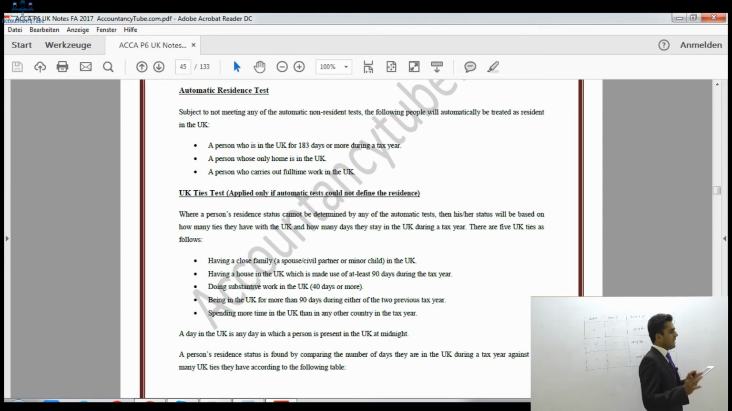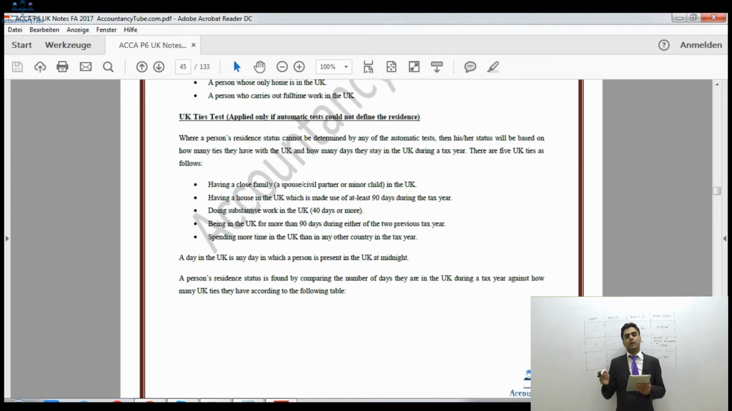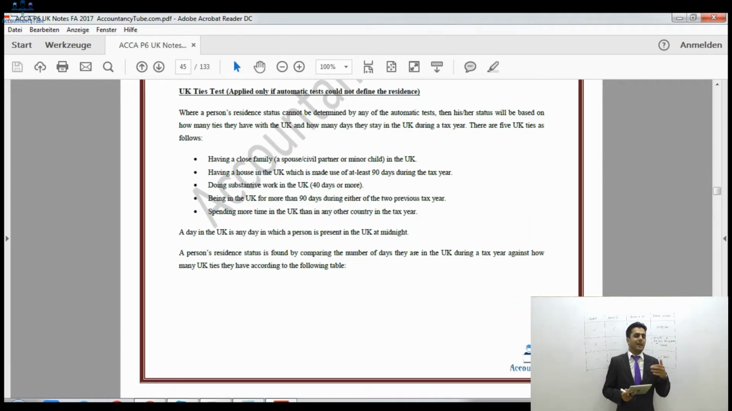So there are some criteria which tell us how many connections the person has with the UK. The more connections he has with the UK, chances are he will be considered UK resident. So ties simply means connections. Someone who has more UK ties, more connections with the UK, will be considered UK resident. Someone who hasn't got any connections with the UK, or who has got fewer connections with the UK, chances are he will be considered non-UK resident.